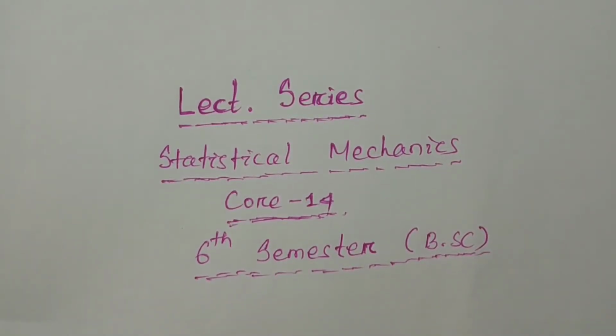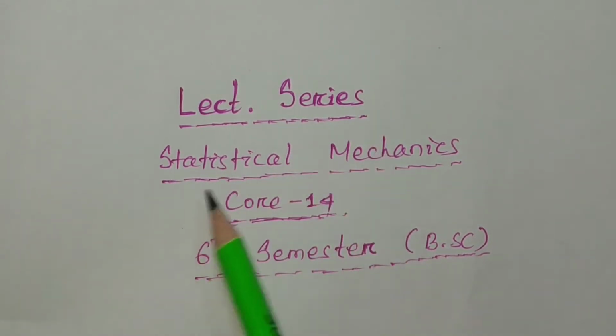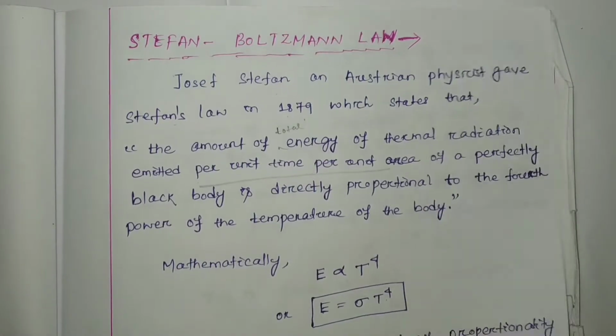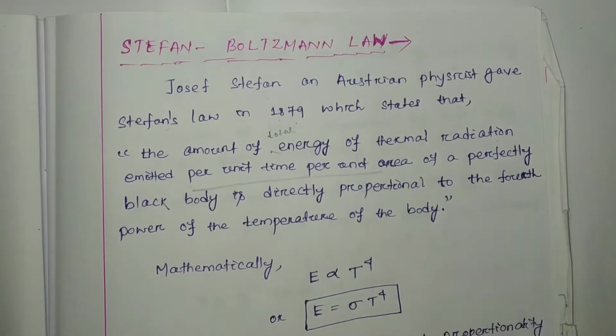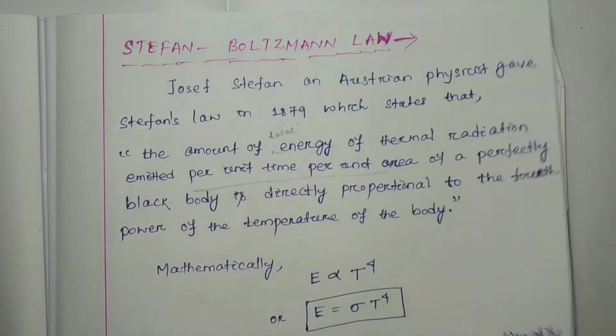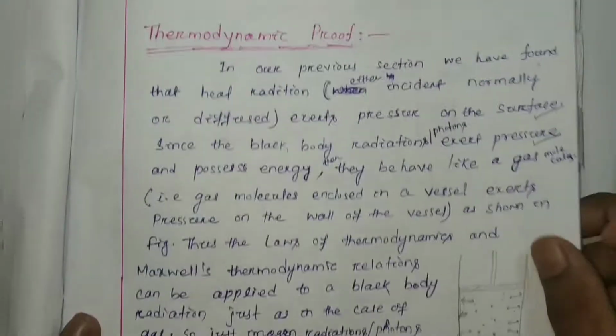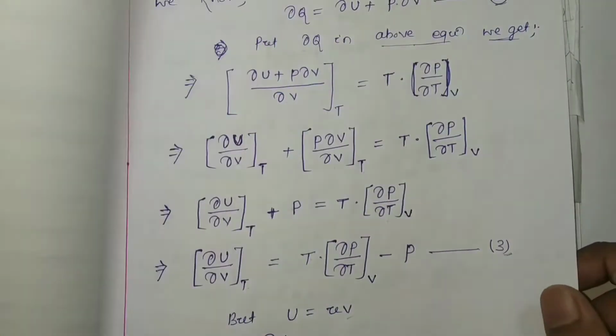I welcome you all to our lecture series on statistical mechanics, that is your core paper 14, belonging to the 6th semester BSc syllabus. In our last class we discussed in detail the Stefan-Boltzmann law and its thermodynamical proof. Okay, and the thermodynamic proof we discussed in detail in our last class.